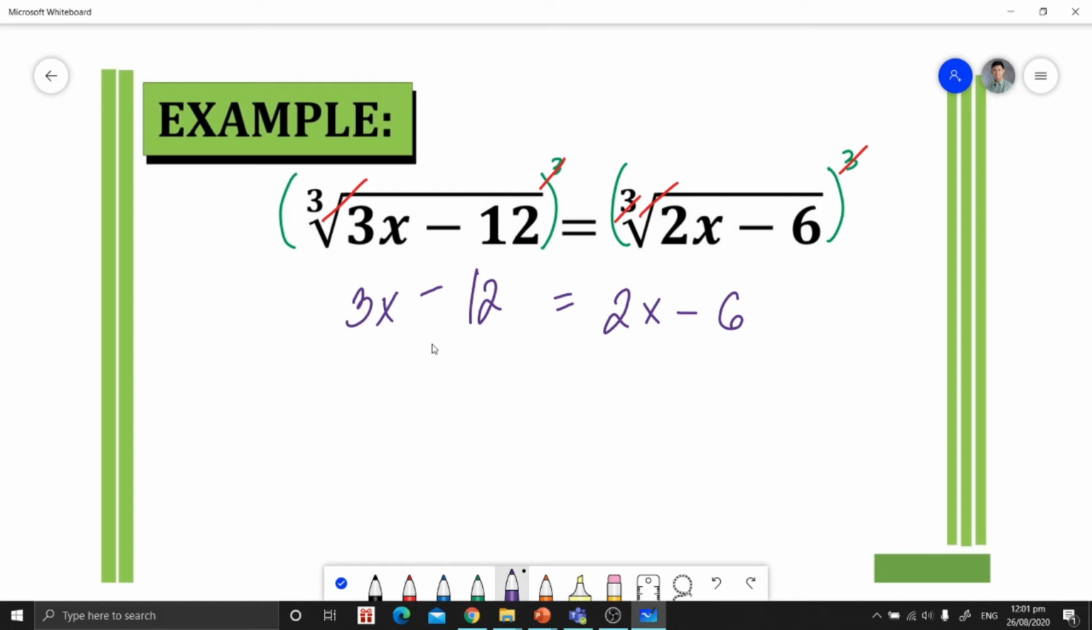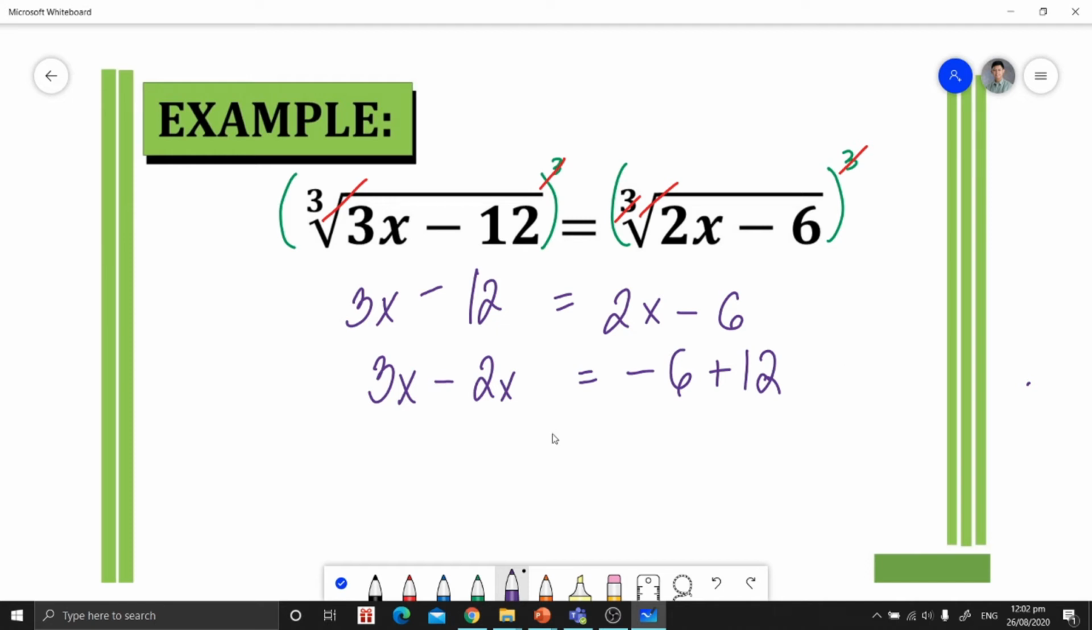Now, take note, when you transfer, you will change the sign. You will now have 3x minus 2x. So, we transfer 2x to the other side and we will change its sign. So, we have negative 6 plus 12. So, again, when you transfer a term to the other side, you will always change the sign.